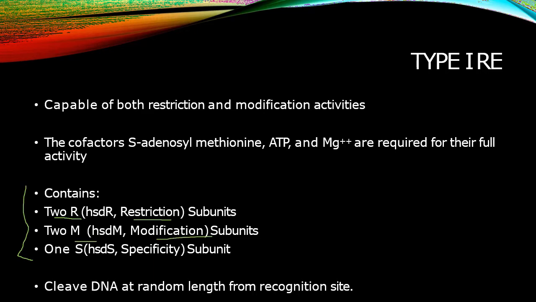They also have one S subunit, which is the specificity subunit. These are some of the important points, and another very important point is that they cleave DNA at random lengths from the recognition sites. They do not have a specific cleavage sequence; instead they cleave at random lengths in a foreign DNA. So, moving on from there.